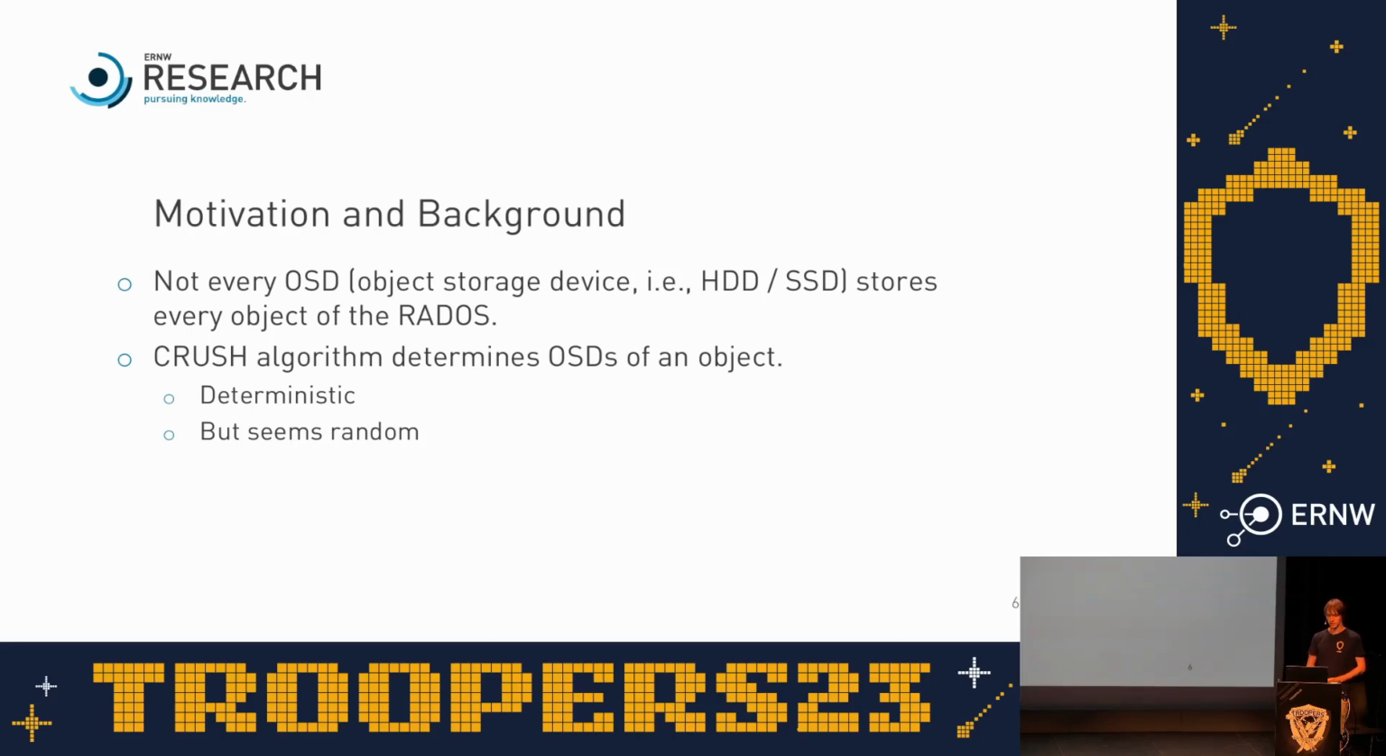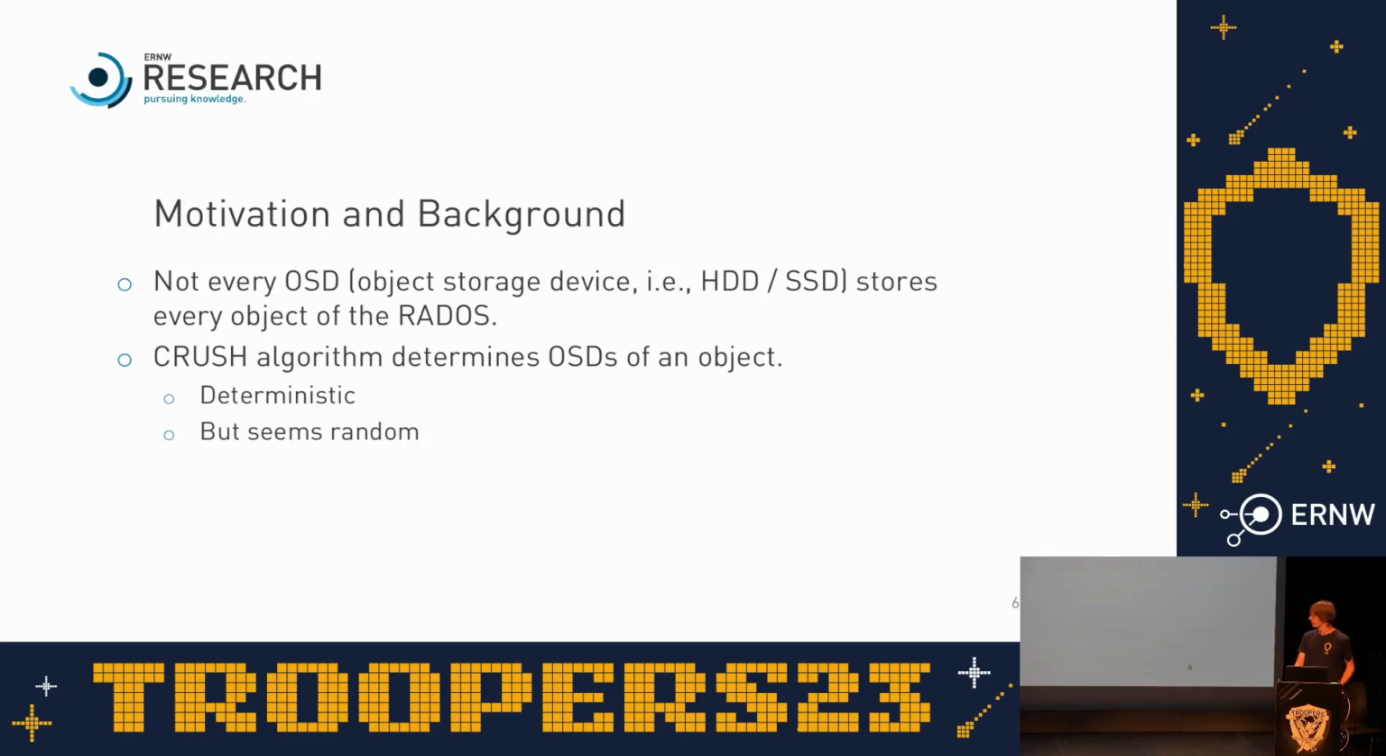Where an object is stored is determined by the Crush algorithm. It is deterministic, so if you know the name of an object, you can compute where it should be stored. But it seems to be random, so that the data is actually distributed quite evenly throughout the whole cluster. So if you have objects with very similar names, they're usually not stored on the same OSD, but it appears to be random where it is stored.